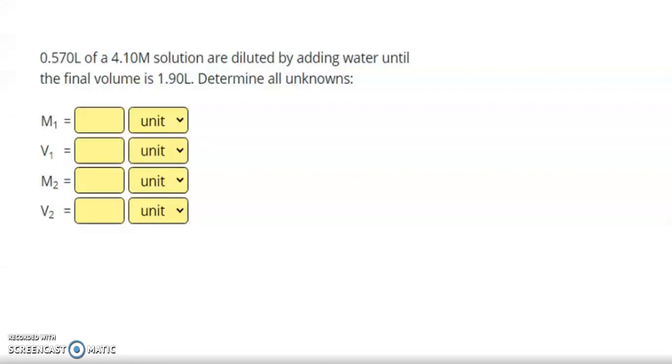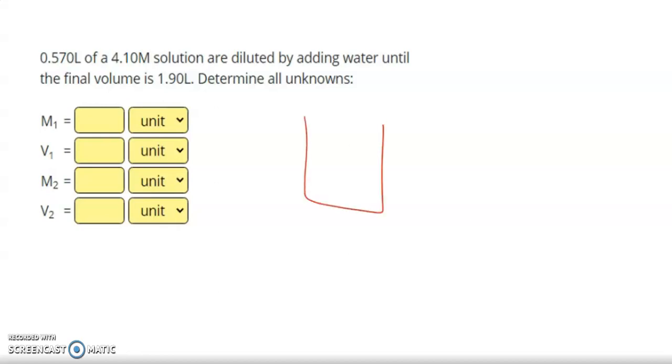This video is about dilution problems. So it says 0.570 liters of a 4.10 molar solution are diluted by adding water until the final volume is 1.90 liters. Determine all unknowns.